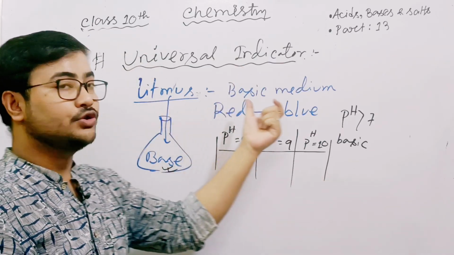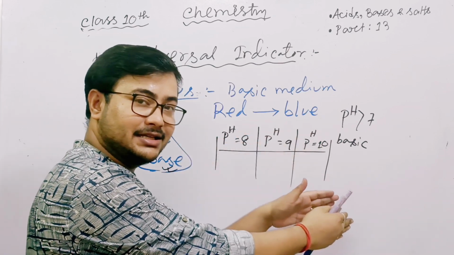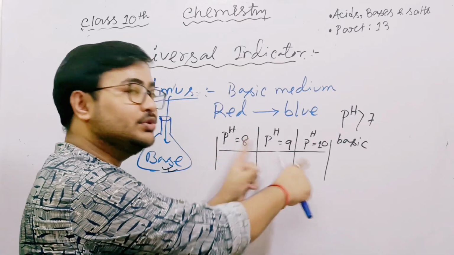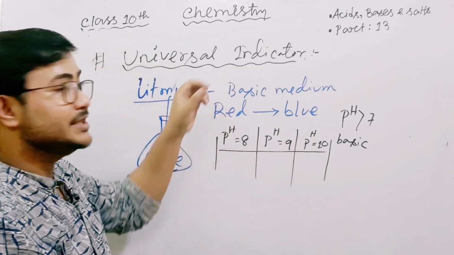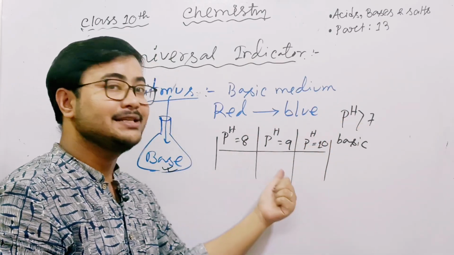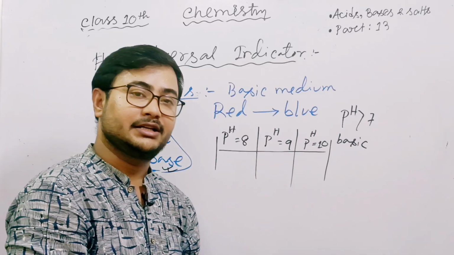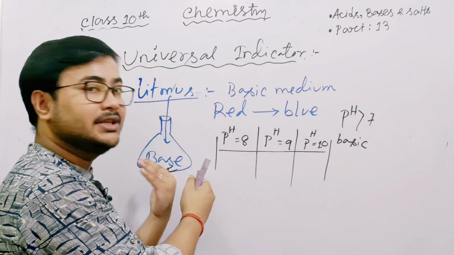A normal indicator only shows blue, but when the strength changes, universal indicator changes its color according to the strength of the bases, not a single color. That's why it is called a spectrum of color. All are bases, but since their strengths are different, universal indicator shows a different color based on their strength. More strength, another color, less strength, another color.